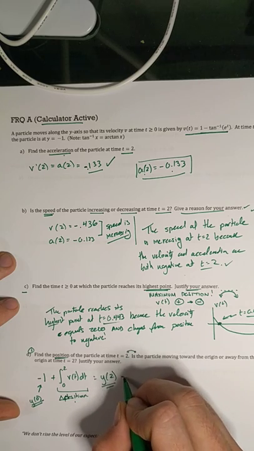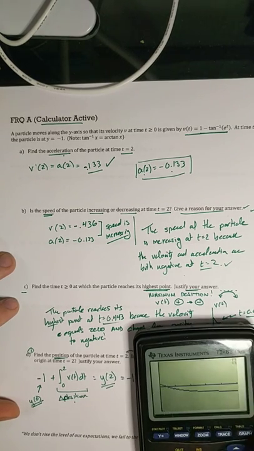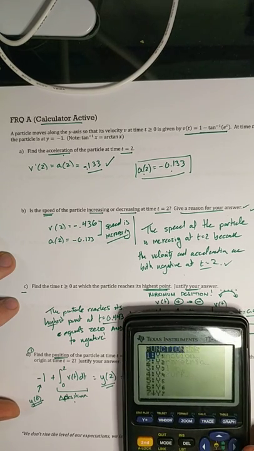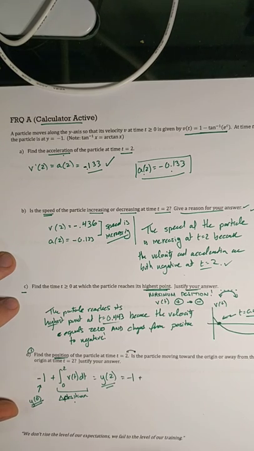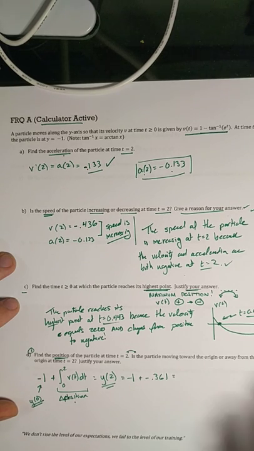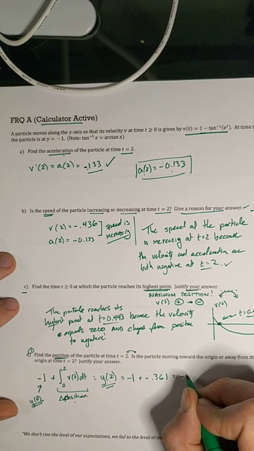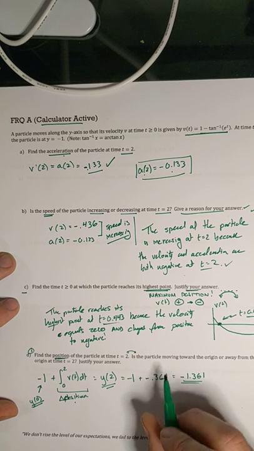So the initial position plus the change in position tells me my final position. So let's do that with the calculator. That will be negative 1 plus, again, use math 9 to your advantage, math 9, y1, comma x, comma 0, comma 2, and we get negative 0.361. If we simplify that, we get negative 1.361.